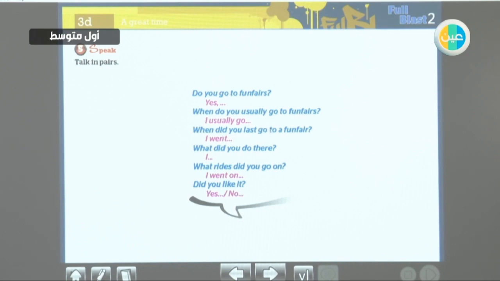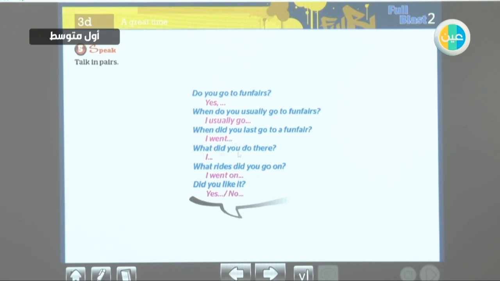Did you go? Did you eat? Did you play? So we use the base form of the verb in the question, and in the answer, we use the past form of the verb. I went, as we said, on Thursdays, on Fridays, and so on.